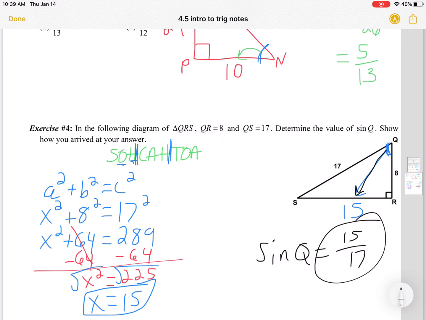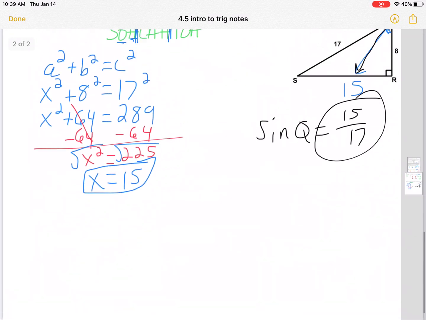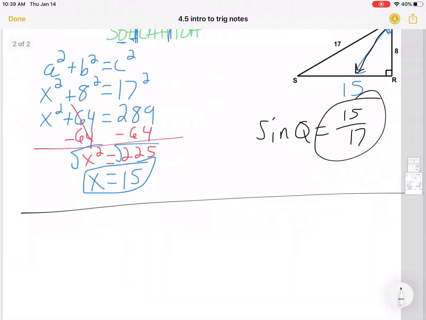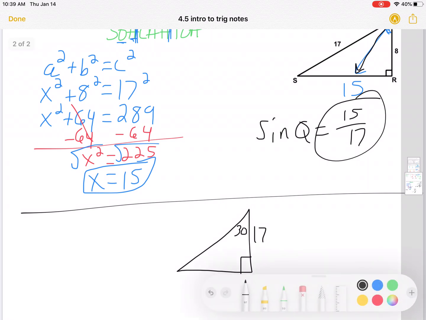Now again, guys, this might not make much sense about why we're learning about this, but soon we're going to be given something like this. We're going to be given a right triangle with one angle measurement, let's say that's 30, and one side length, and we're going to be asked to find a missing side length. So here we can't use the Pythagorean theorem, but eventually we're going to learn how to find missing side lengths using these trig ratios, okay? So this is very important that you try to understand these.